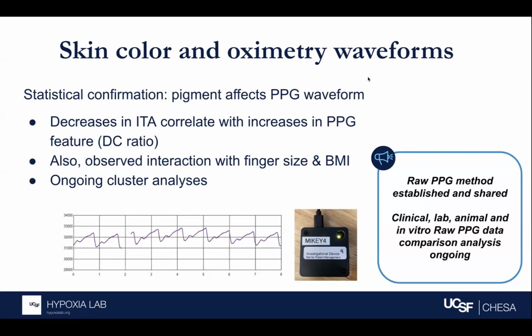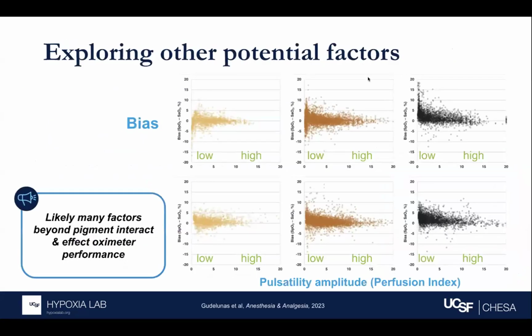More data analysis needs to be done, but we also are seeing linkages with other factors: finger size, body mass index, other things that may also be playing a role in interacting with what we're trying to figure out here. BMI and finger size are among probably 15 variables that we're collecting data on to try and figure out what other possible interactions may be happening here.